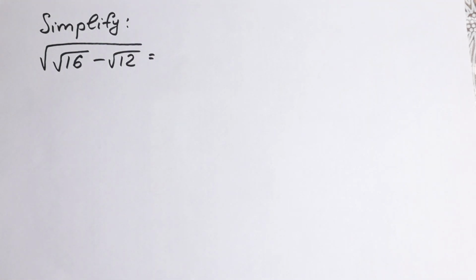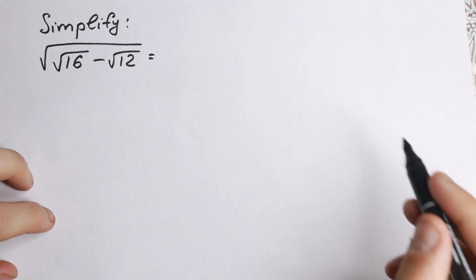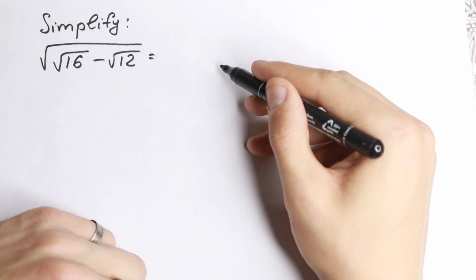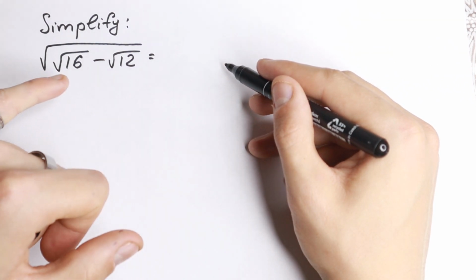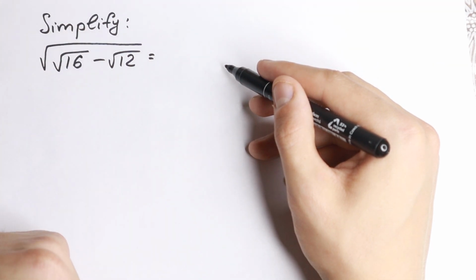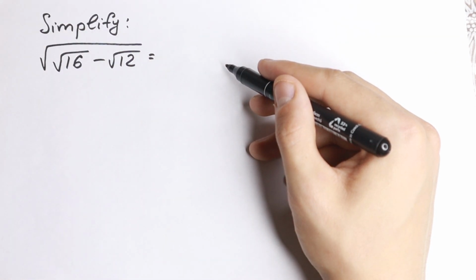Really interesting problem today, real quick problem. We need to simplify this expression. We have square root of 16 minus square root of 12. And a lot of students answer me that right here, if we subtract it, we'll have square root of 4. It looks like our answer is 2. But this is absolutely not correct because this is a wrong approach.